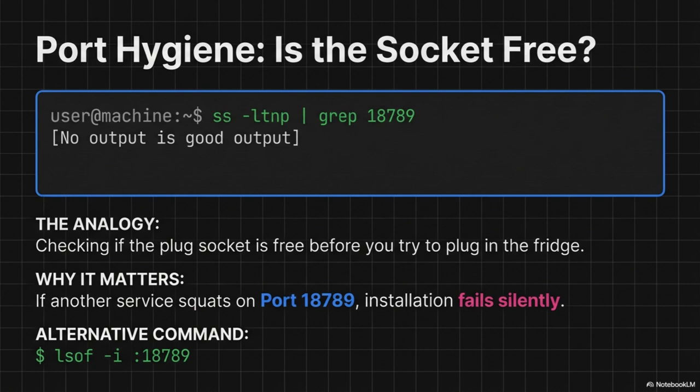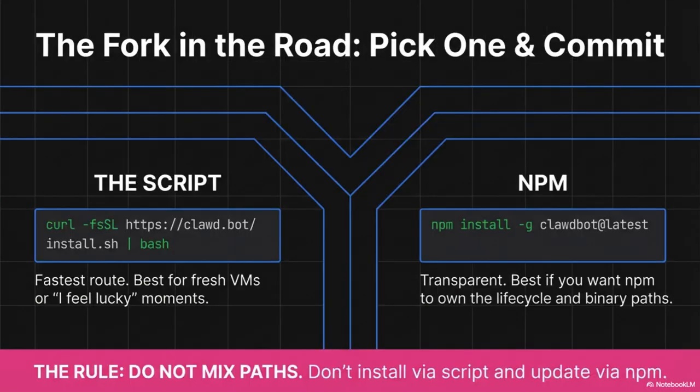What about ports? You mentioned 18789 earlier. Right. You need to make sure nothing else is squatting on that port. The guide suggests running commands like ss -ltnp or lsof to check. Translate that for me. It's basically checking if the plug socket is free before you try to plug in the fridge. It sounds basic, but if you have some other service hugging that port, the installation will fail and the error messages won't always tell you why. So run node -v, run curl, make sure your environment is clean. The guide calls this removing boring uncertainty. I like that philosophy. Eliminate the boring problems so you can focus on the interesting ones.